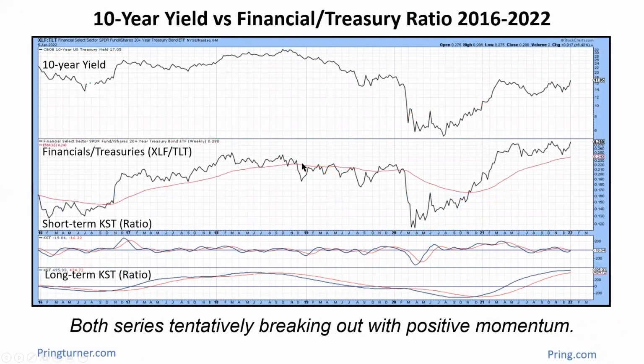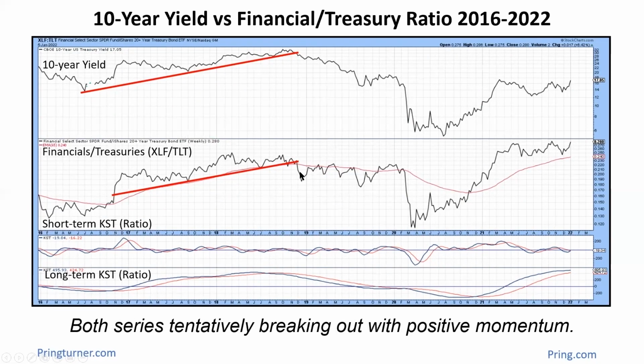There's a 10-year yield, and underneath is a confidence ratio. That's the financials, the XLF, divided by 20-year treasuries, the TLT. When it's rising, it means that investors are growing in confidence because they're bidding up the price of financials relative to treasuries. When it comes down, they're rushing to treasuries because they're nervous. You can see that these two series move pretty closely together in a broad swing sense, and sometimes it's possible to construct a trend line for both of them. When the trend line's violated, we get a reliable signal of reversal in trend.